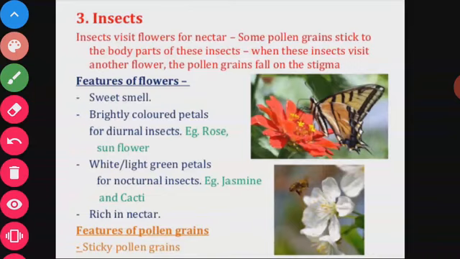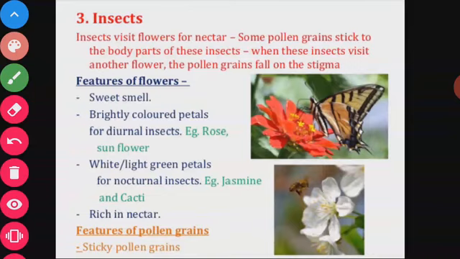What are the features of the pollen grains? They are sticky. Those pollen grains stick to the bodies of the insects. When these insects visit another flower, those pollen grains fall on the stigma of those flowers, and they get pollinated. These are the three different agents of pollination: wind, water, and insects.